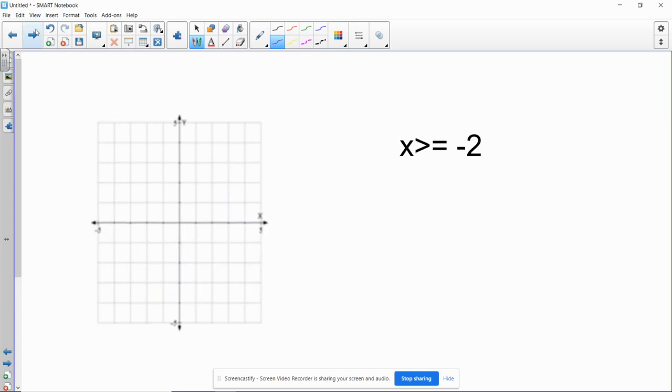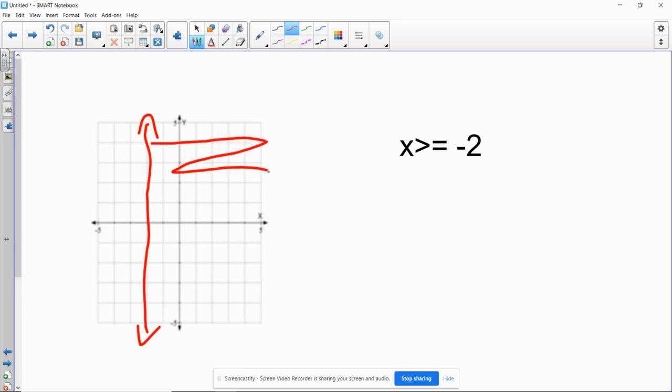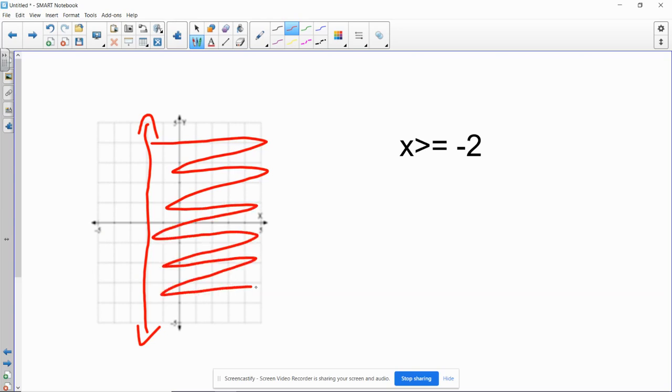Moving on to the second one, we have x is greater than or equal to -2. If I have an x and no y, now I'm talking about a vertical line. Greater than or equal to means it's going to be solid, and it's going to pass through -2 on the x-axis. So it'll go right through here. Because the x values are greater than -2, I will be shading to the right, because that's where all my positive x values are.